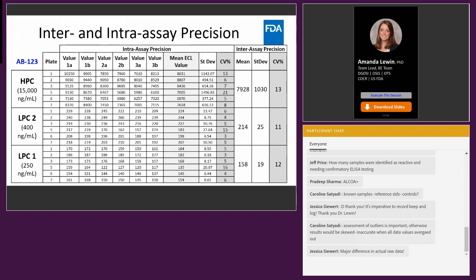The firm utilized the following acceptance criteria. The percent CV should be less than or equal to 25% for each positive control in both the intra and inter-assay precision assessments. Additionally, the global mean of each positive control should be less than the next highest positive control. So the mean ECL value of LPC1 should be below that of LPC2, etc.